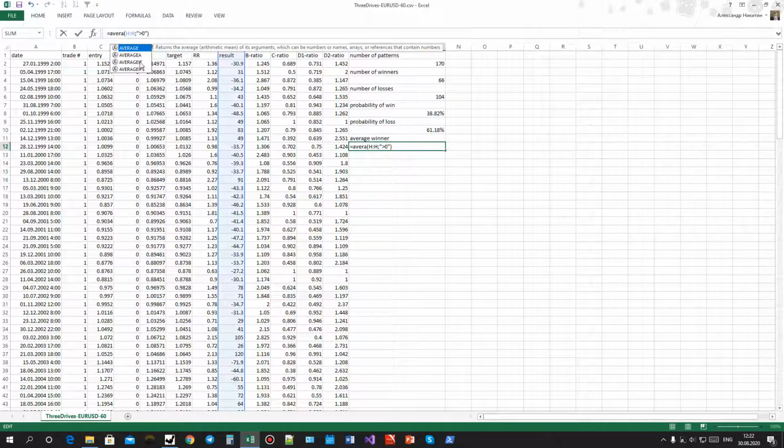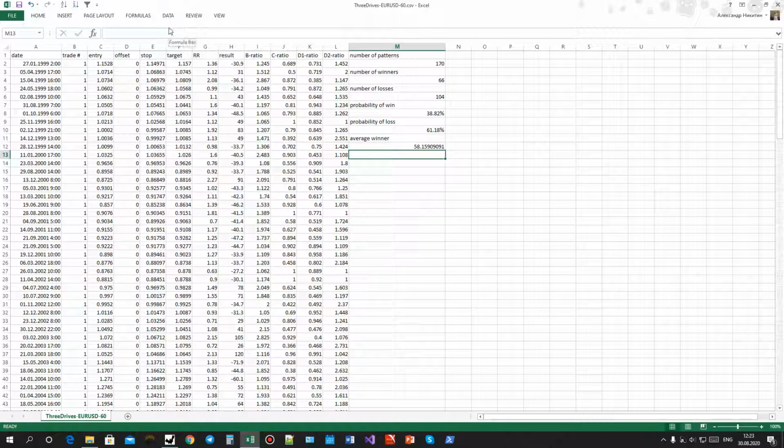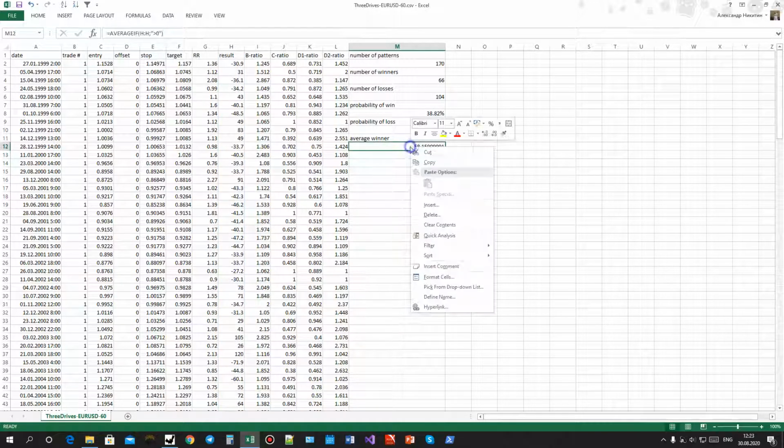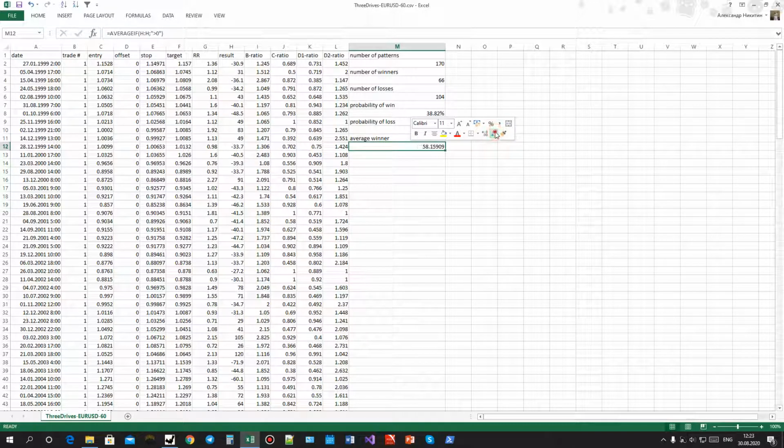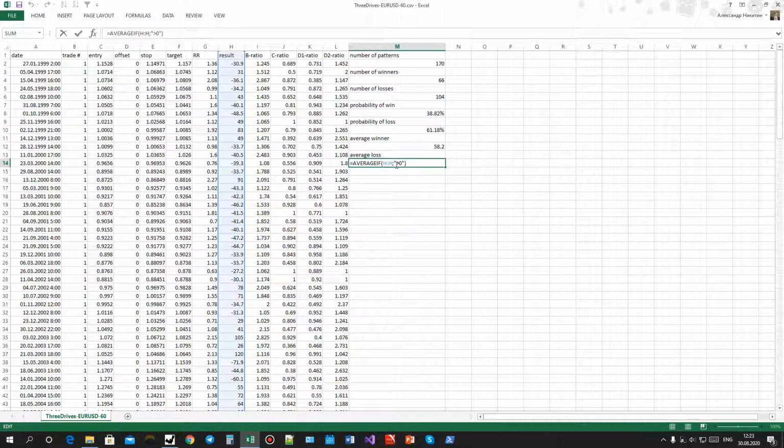Okay, here's the formula. 58 is the average win, 58.2 pips, and average loss is the same as this. Yes, but the formula should say less than 0. Okay, minus 38.